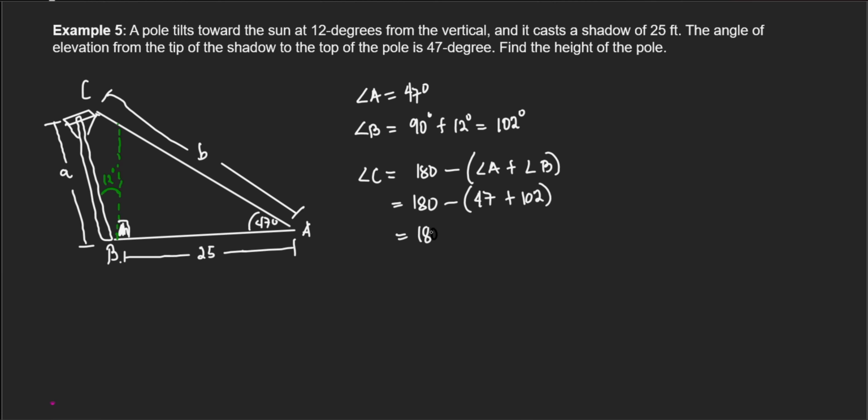Then 180 natin, so 47 plus 102, that is equivalent for 149. Then subtract para ma-identify po natin si angle C. So 180 minus 149, that is equivalent for 31 degree. So this means yung angle C natin, that is equivalent for 31 degree. Now remember, ang goal natin based sa question is to identify the height of the pole.